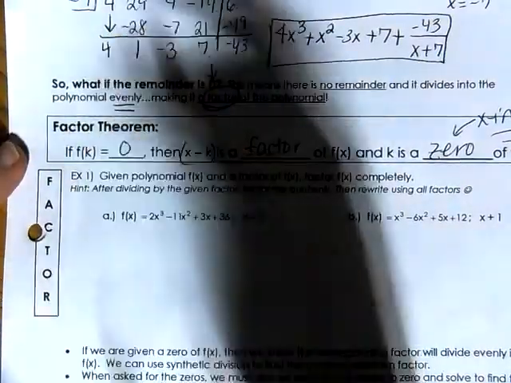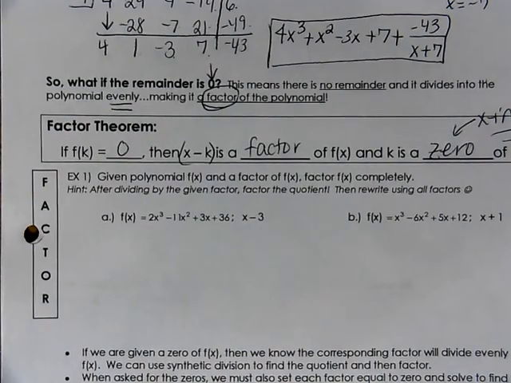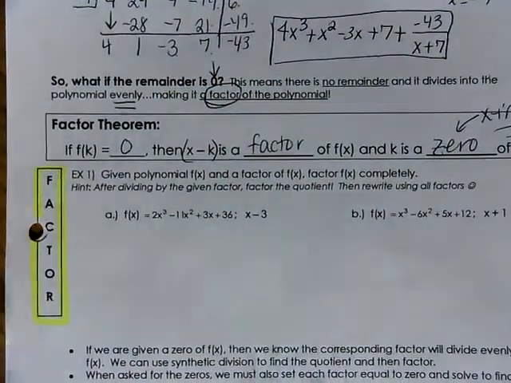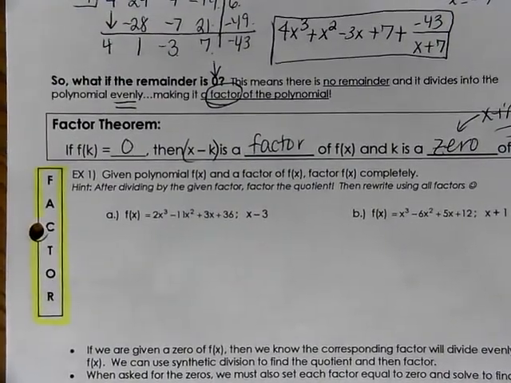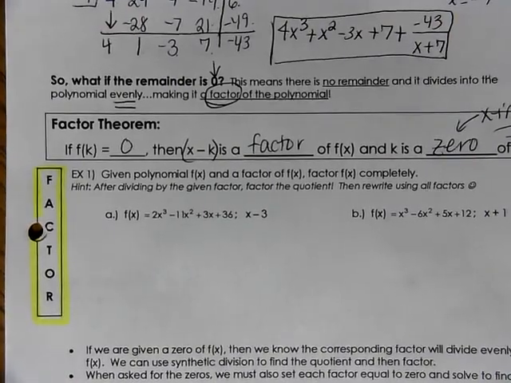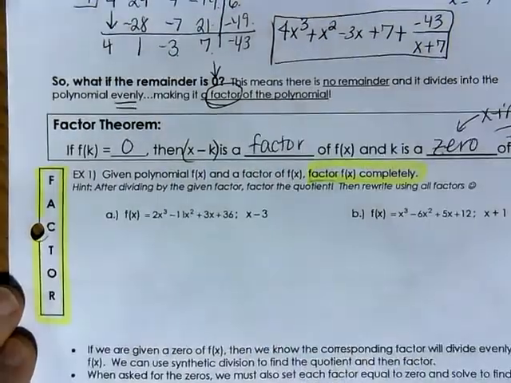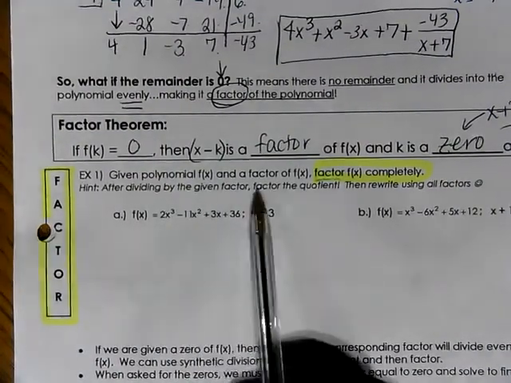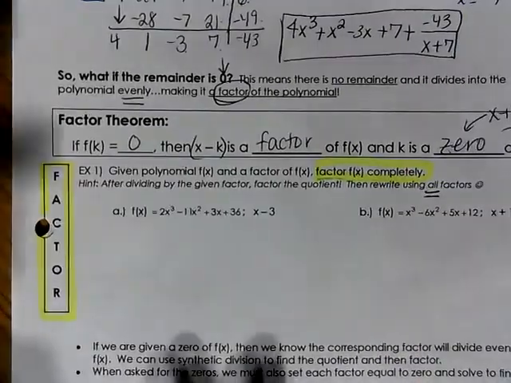So now I'm going to be assessing you when you take your quiz on directions. This first section is all about factoring. Now remember, whenever I've taught you factoring and solving, I always teach you factoring first, and then I teach you about solving. In this first example, it says, given the polynomial f of x and a factor of f of x, I would like you to factor f of x completely. Now, looking at this problem, it says after dividing by the given factor, factor the quotient and rewrite using all of the factors. So that is my little hint for you.